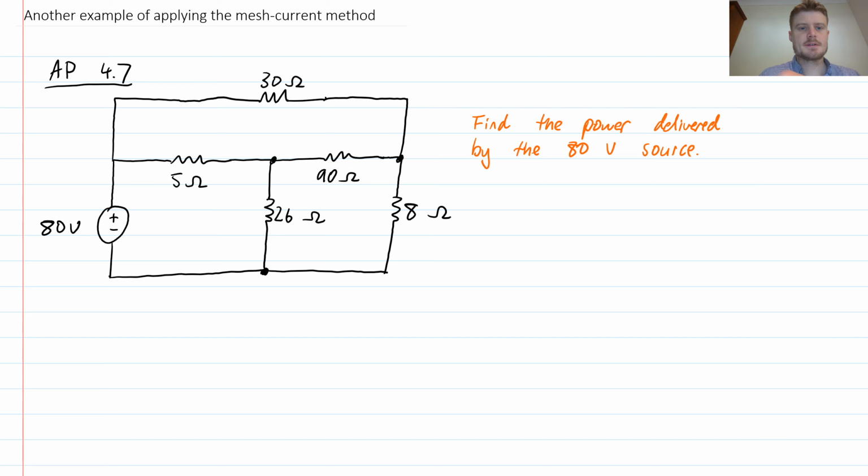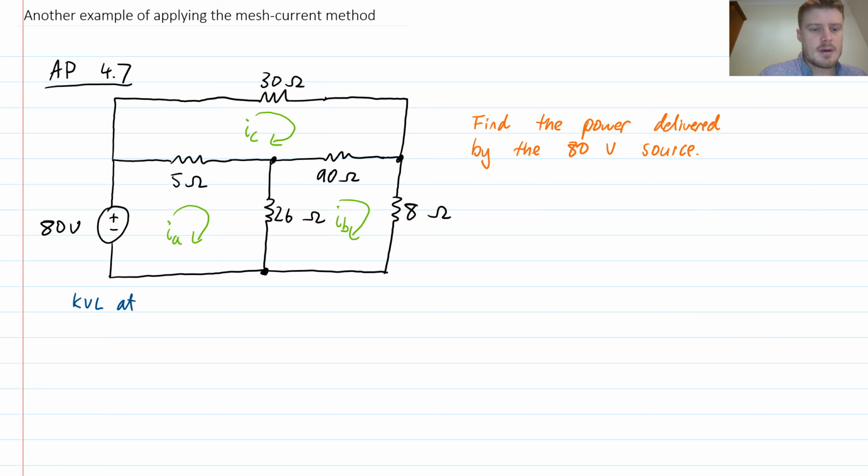So our goal with this question is to find the power that is being delivered by the voltage source here. To use the mesh current method, I need to label my meshes. So I'm going to write here IA, IB, and I will also have a mesh up the top, which I'm going to call IC. Then my process is to apply KVL to each of these.